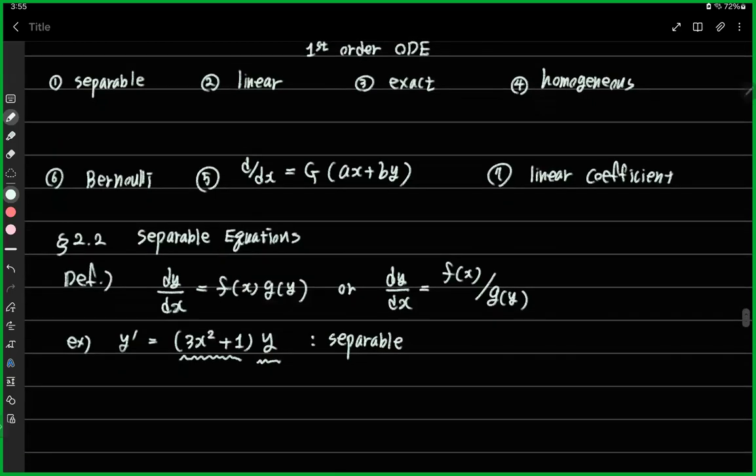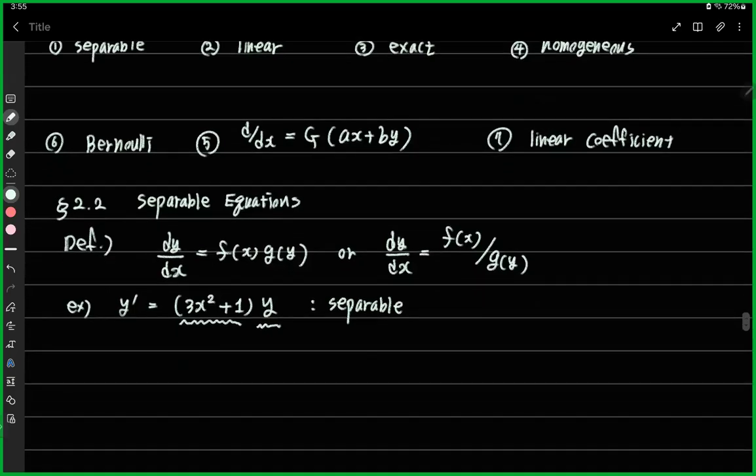So we're talking about separable equations. In a second, this is example 1, example 2: dy/dx is equal to cosine x over e to the y, something like this. The third one is also separable.